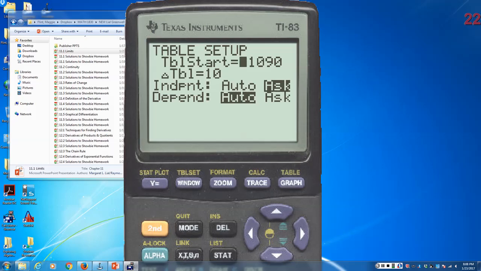It does not make any difference whatsoever what that says. You can ignore where it says table start. I want you to arrow down and put your cursor on the ask button for the independent variable. That's X. And hit enter. I want your screen to look just like that one, except it doesn't matter what table start or delta table says. The numbers in those top two don't make any difference. Just make sure that independent is ask and dependent is auto.